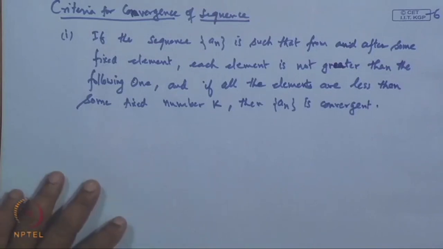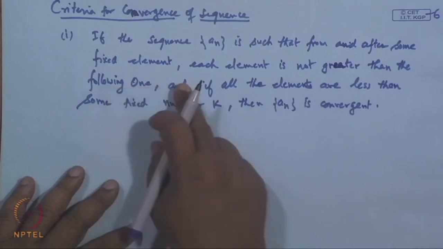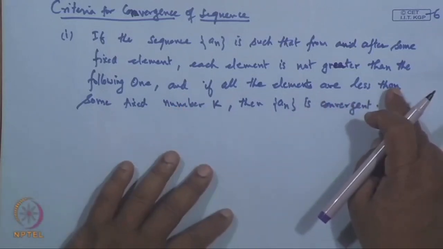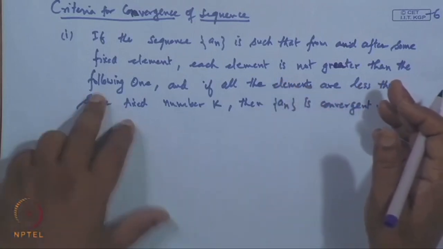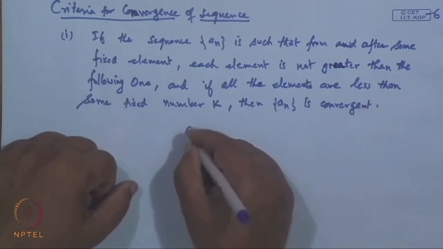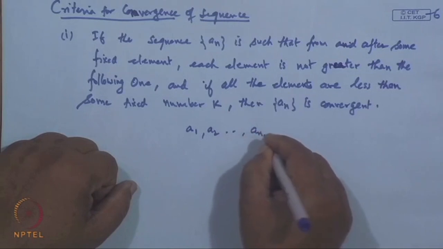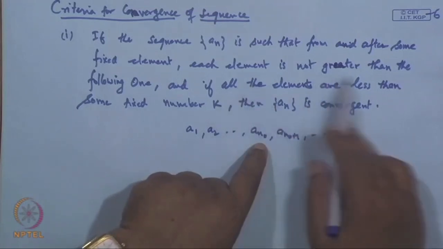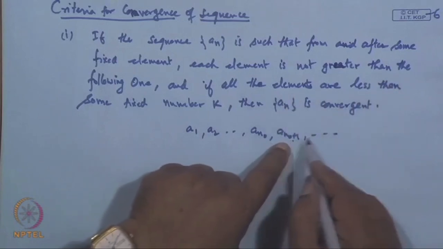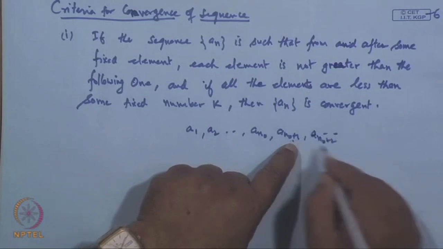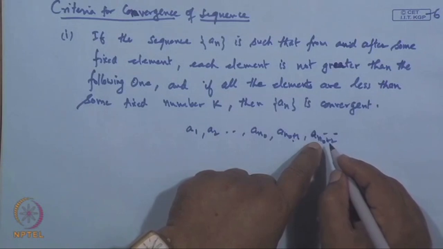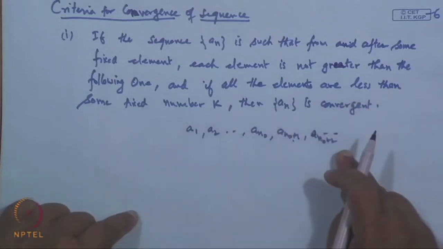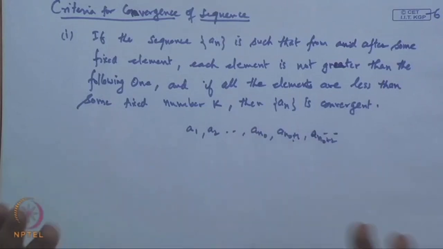So, what this says is, if a sequence a_n is such that from and after some fixed element, each element is not greater than the following one, it means that after say n naught, if I take the sequence a_1, a_2, ..., a_n0, a_(n0+1) and so on, this is our sequence. And after this n naught, each element is not greater than the following one. It means a_n0 is less than a_(n0+1), which is less than a_(n0+2), which is less than a_(n0+3), and like this. And if all the elements are less than some fixed number k, then the sequence will be convergent.